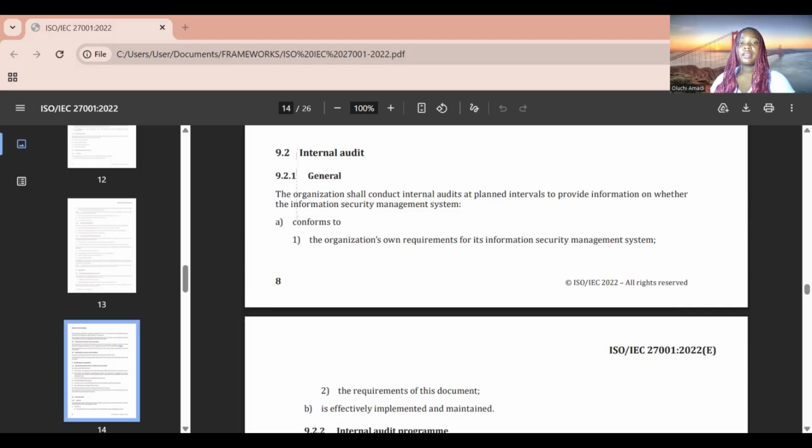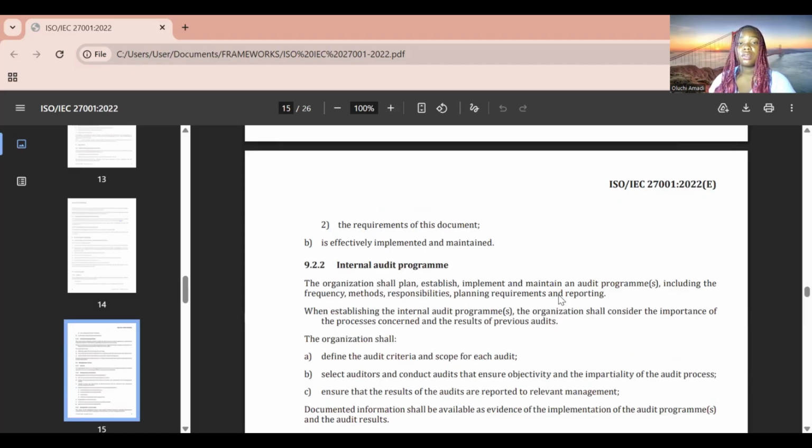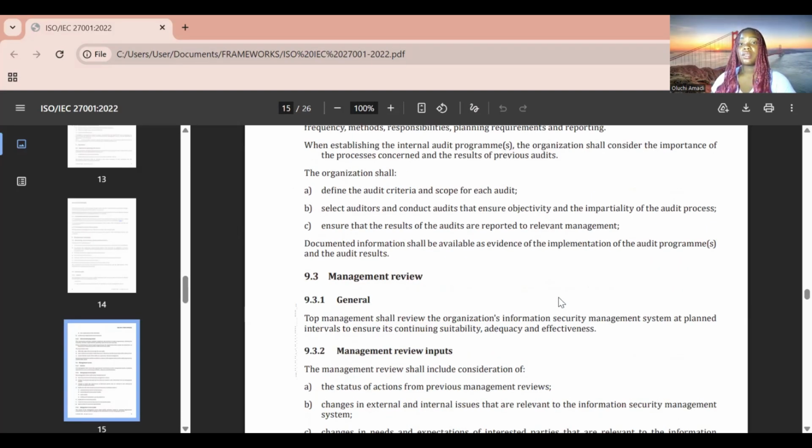So here you have to make sure that everything is put in place. You have to perform the internal audits and check nonconformities, and that is for Clause 9.2. You have to check if all documents are accurate. You have to establish everything and make sure that they are ready for the external auditor to come.